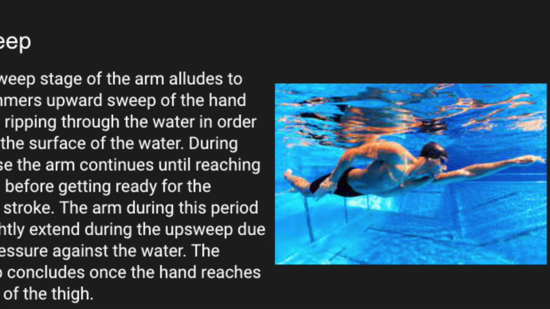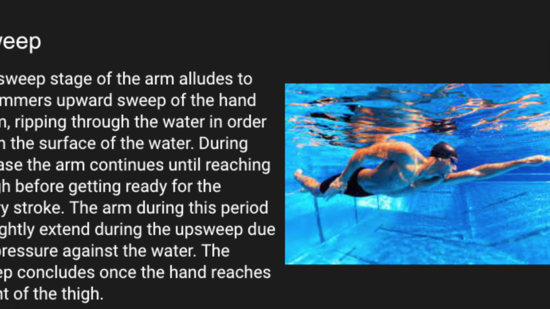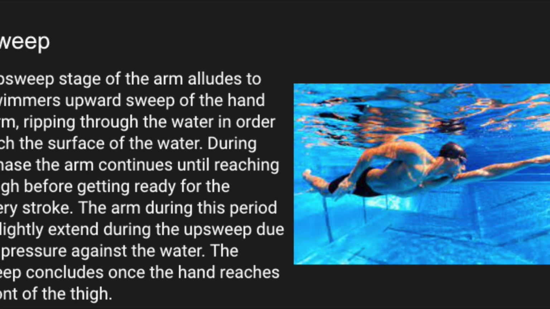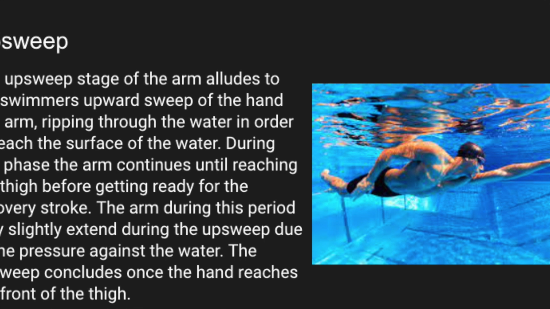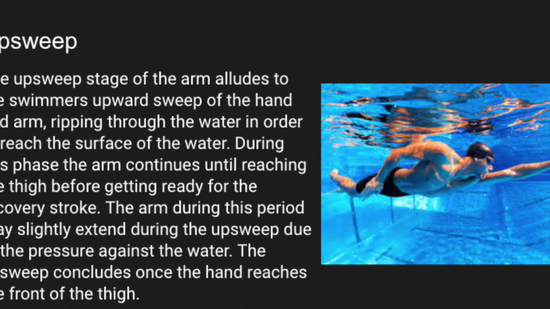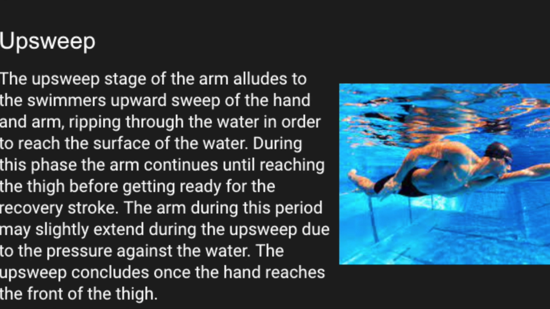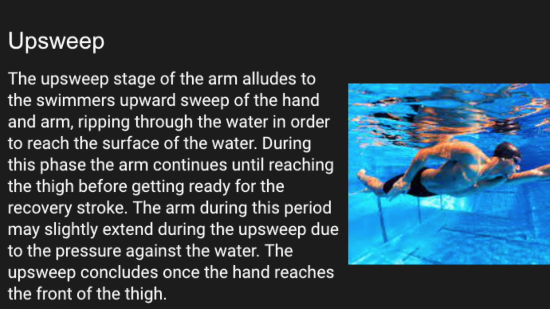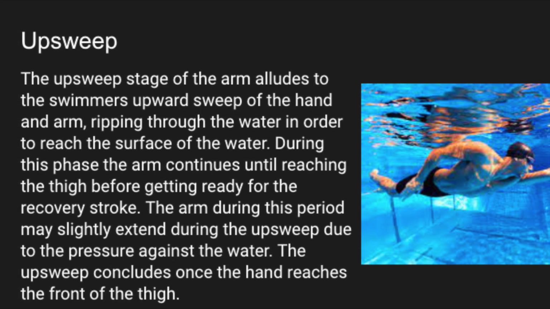Upsweep. The upsweep stage of the arm alludes to the swimmer's upward sweep of the hand and arm, ripping through the water in order to reach the surface of the water. During this phase, the arm continues until reaching the thigh before getting ready for the recovery stroke. The arm during this period may slightly extend during the upsweep due to the pressure against the water. The upsweep concludes once the hand reaches the front of the thigh.